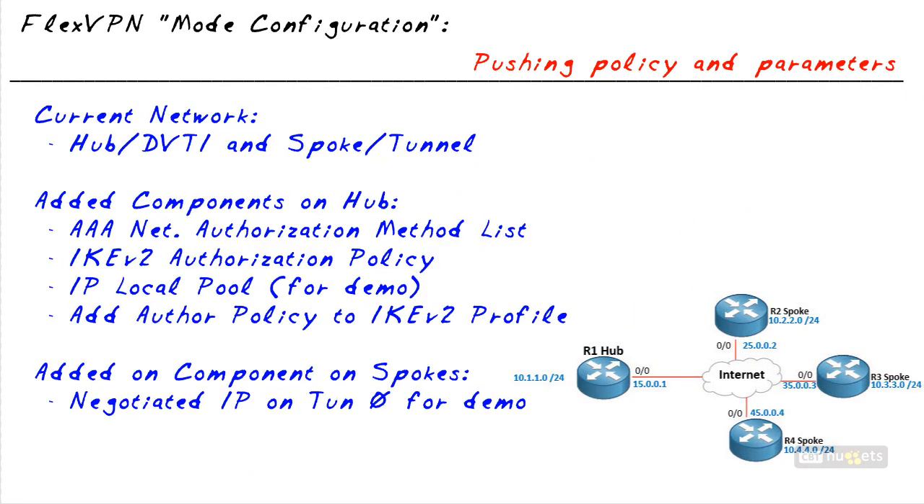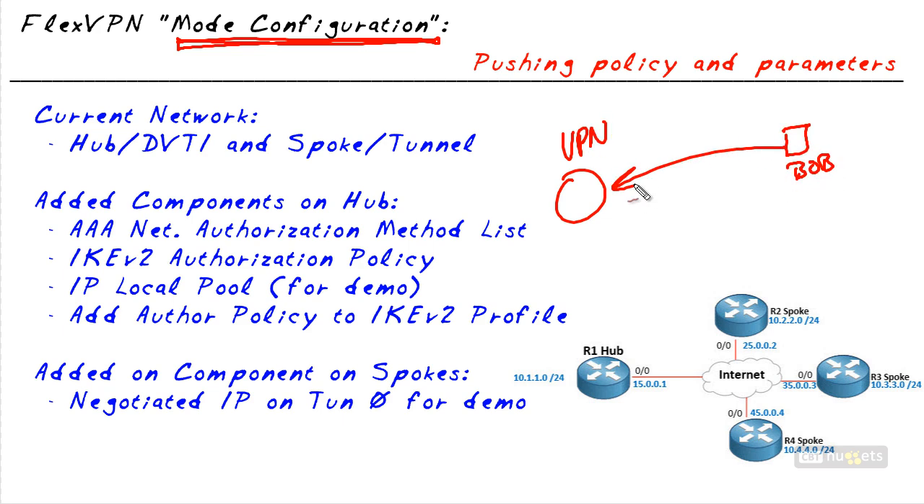FlexVPN is intended to be the one-stop shop for IOS VPNs. And in the past, one of the things that we had with IPsec VPNs was something called mode configuration. Now, this goes way, way back. What is mode configuration? Let's say we have a VPN server, and we have a client like Bob or some other device that's initiating a tunnel over to that VPN server.